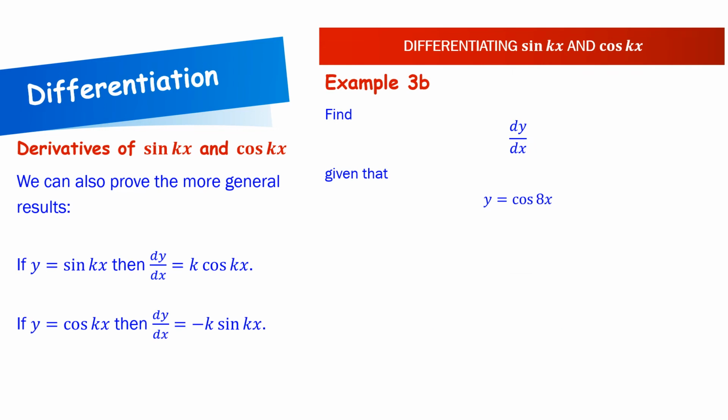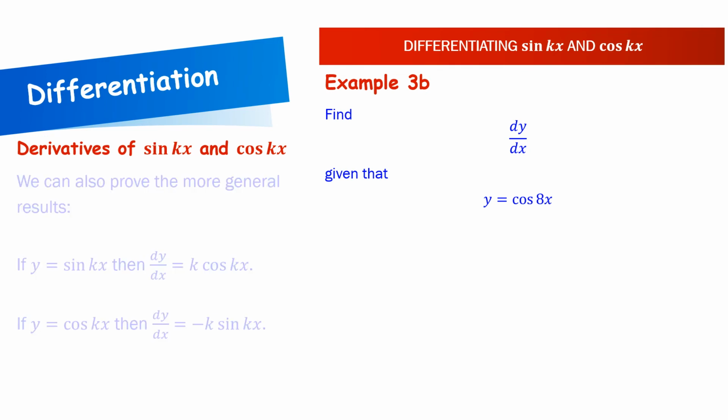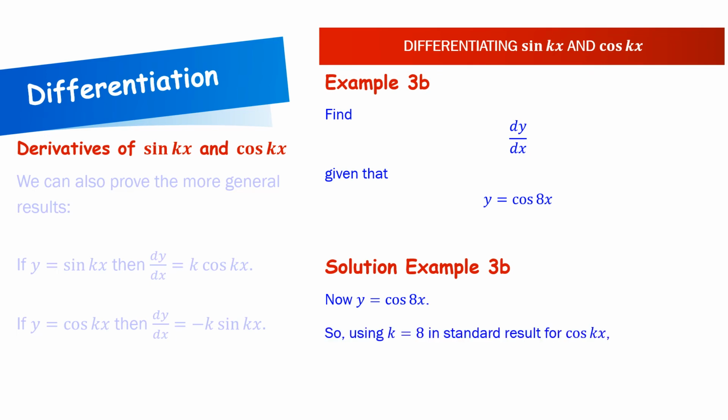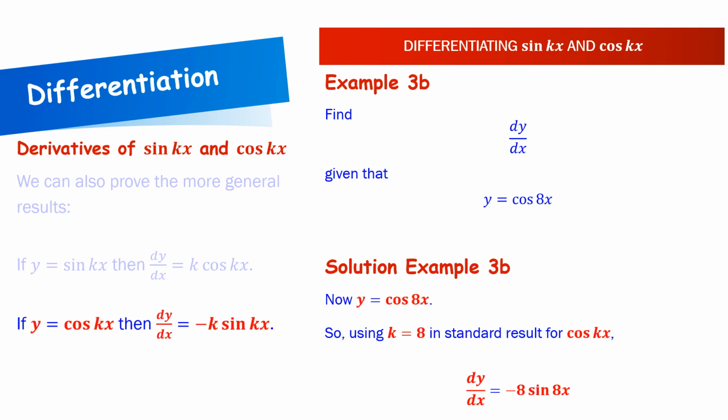And now for part B. We are required to find dy dx given that y equals cos 8x. So let's solve this. We have y equals cos 8x, and so we can use k equals 8 in the standard result for cos kx to give us dy dx equals minus 8 sin 8x.